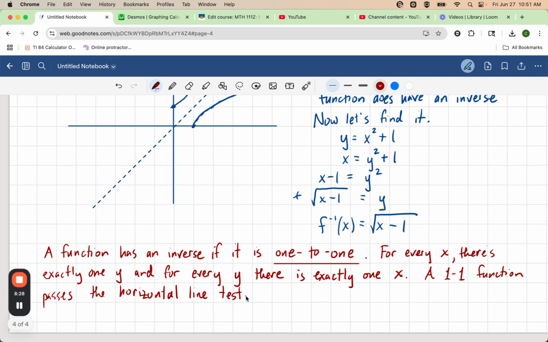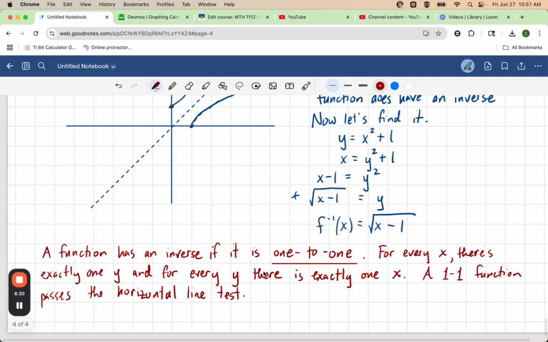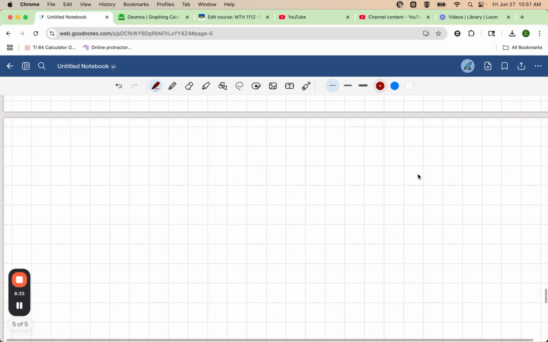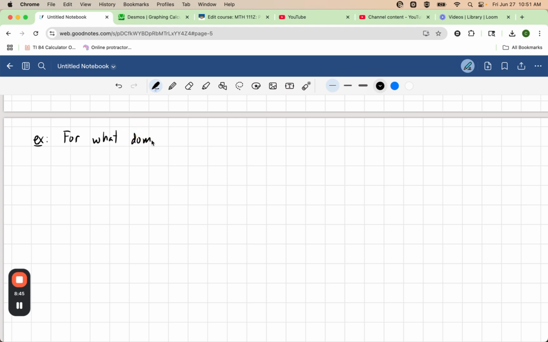Alrighty. Okay, just have a couple more examples and we'll be done with 3.8. I gotta open up a new page. Okay, so let's do this example. For what domain is f of x equals (x plus 3) squared 1 to 1 and non-decreasing?